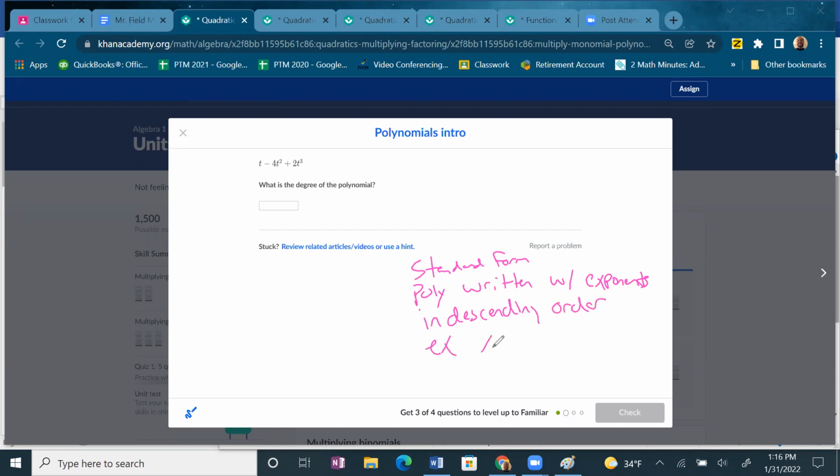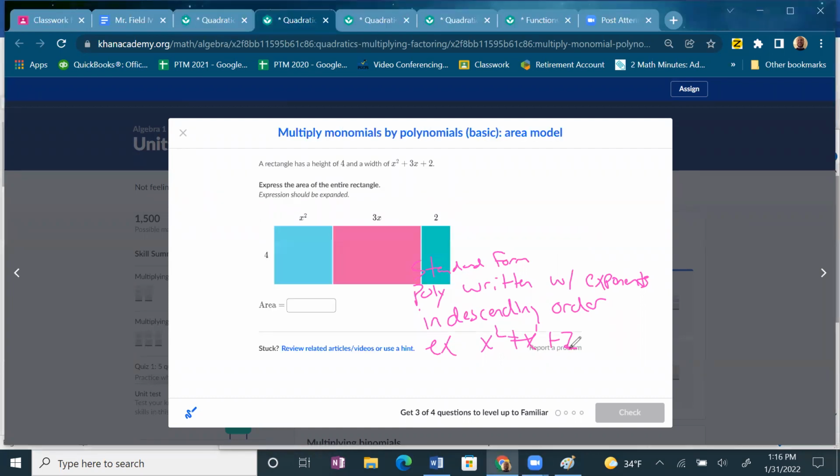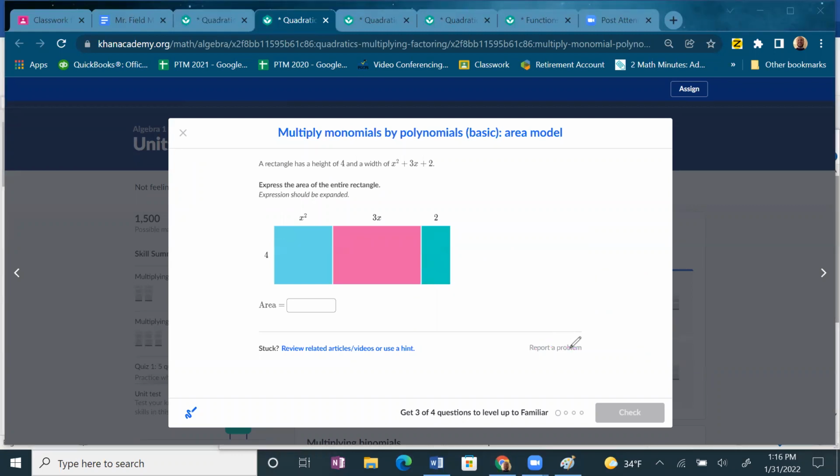Example, x squared plus x plus 7. You see, the first term has an exponent of 2, the next one has an exponent of 1, and the last term doesn't even have a variable, which makes that an exponent of 0. All right, moving on.